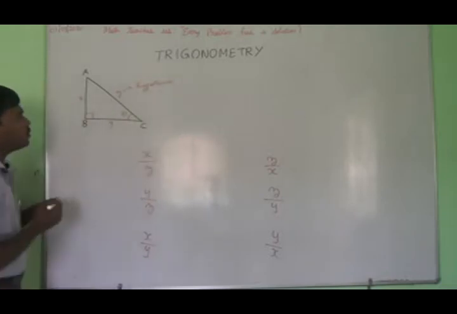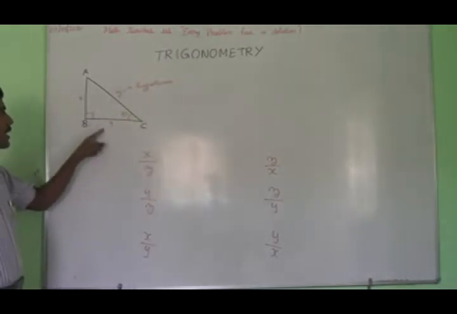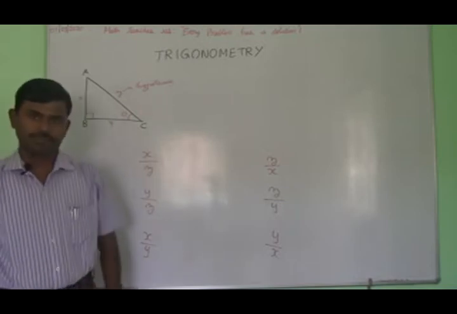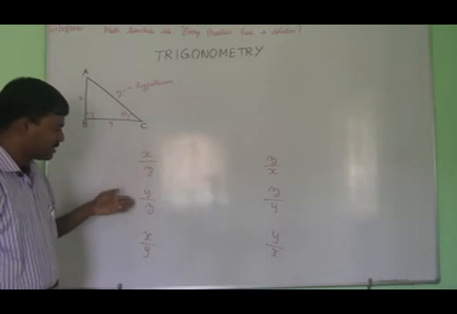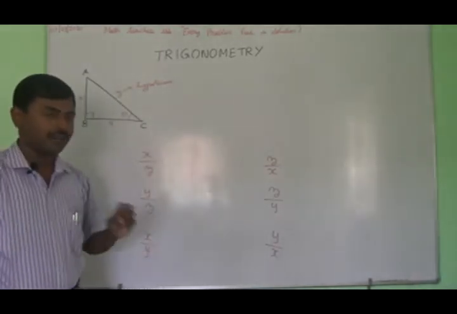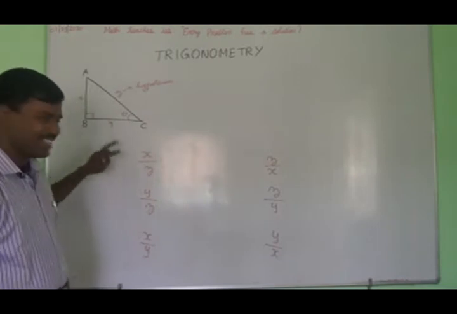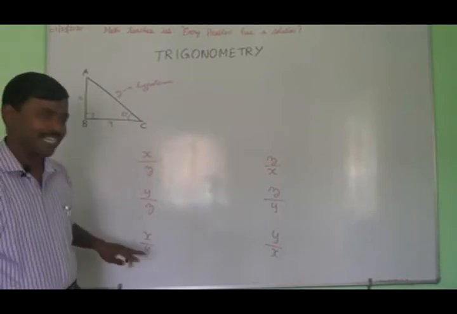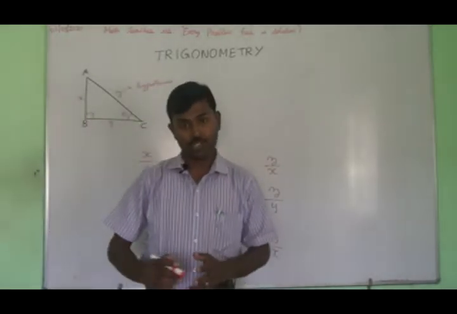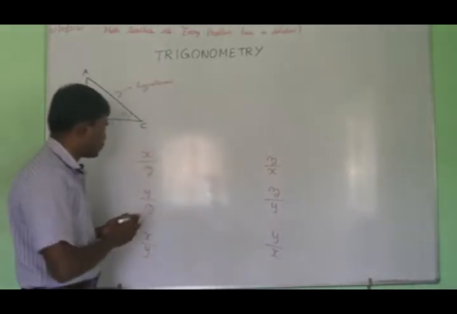Okay, so using these three sides x, y and z, how many ratios can be formed? There are 6 ratios that can be formed. These are the 6 ways of writing two sides in ratio form. All these 6 ratios have some special names. Let us see the names one by one.